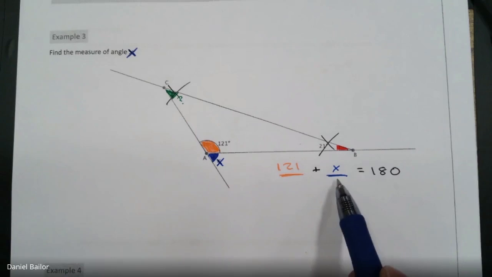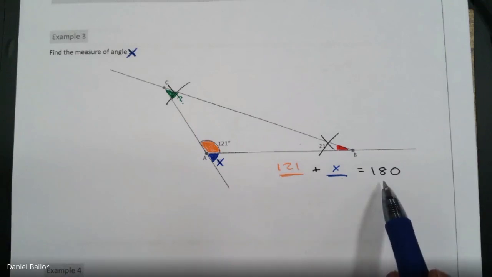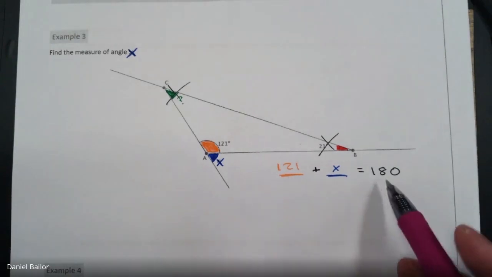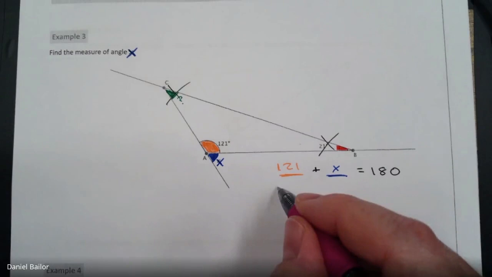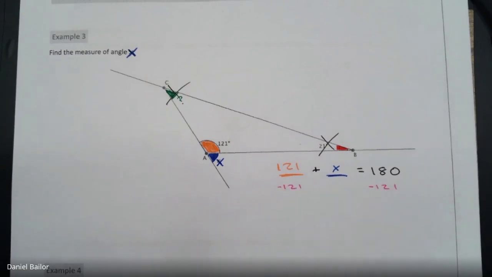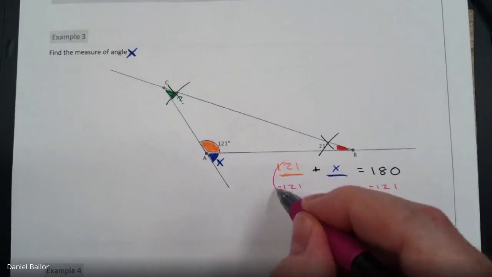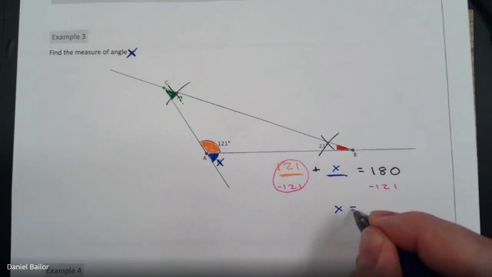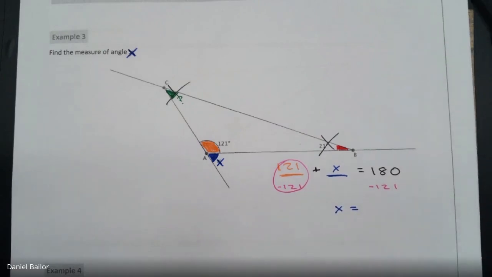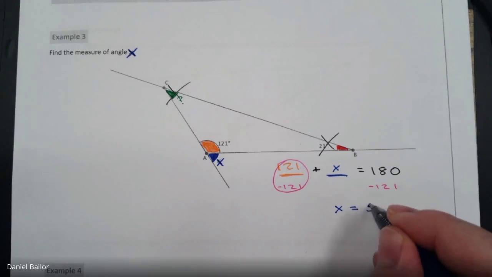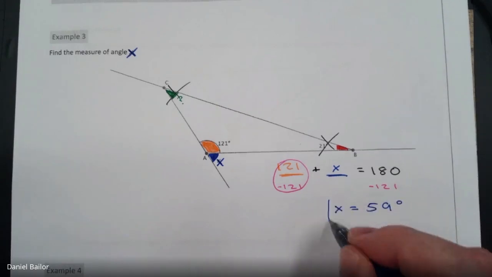What's the missing number to finish the 180? To fill the 180. How does 121 turn into 180? Well, to find what x is, I just do minus 121 to both sides. Because this turns into 0, I get x all by itself. And 180 minus 121 is 59. So x is going to be 59 degrees.